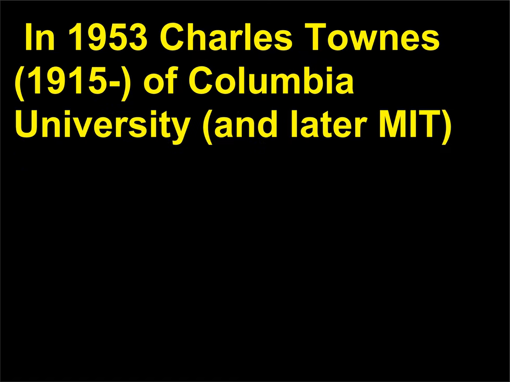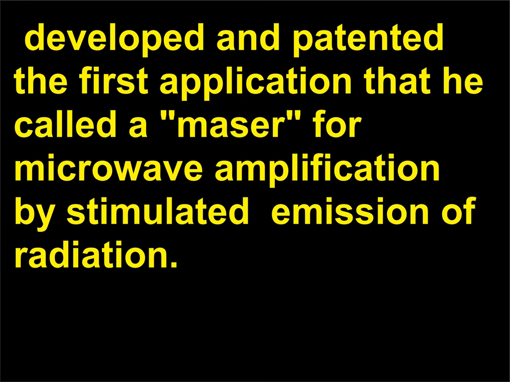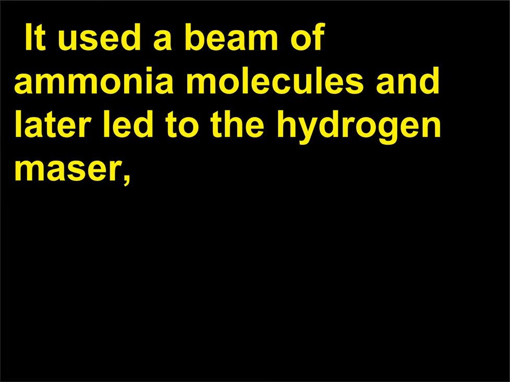In 1953, Charles Townes, 1915, of Columbia University, and later MIT, developed and patented the first application that he called a maser, for microwave amplification by stimulated emission of radiation. It used a beam of ammonia molecules and later led to the hydrogen maser, now used as an extremely accurate clock.